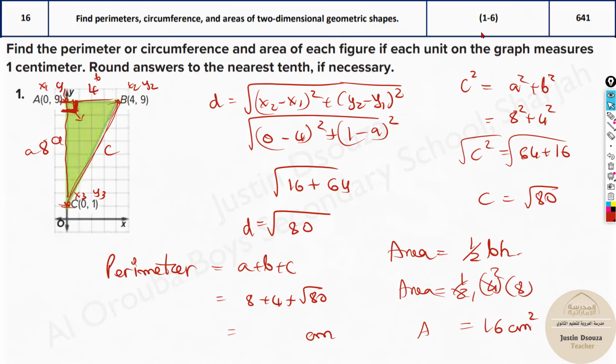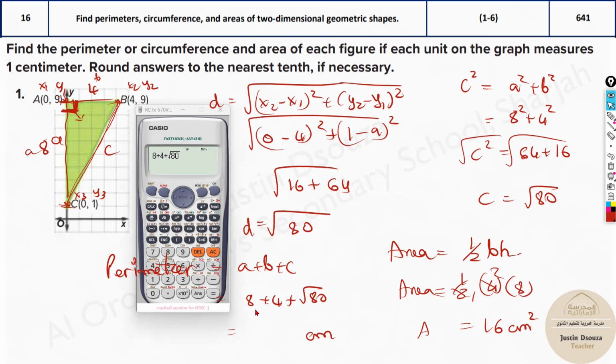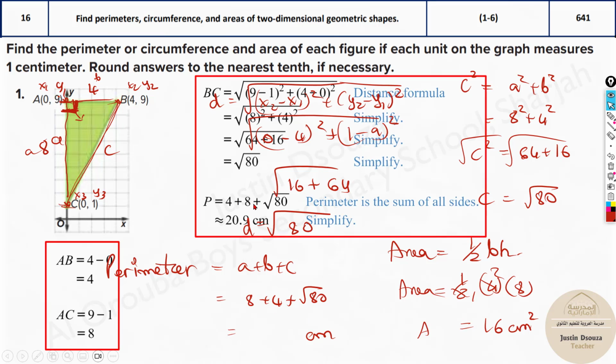Let's take our calculators. You need to add these sides, right? 8 plus 4 plus root 80. This is the correct answer, but you need to write it in decimal to the nearest tenth. Press the number symbol over here. You'll get 20.94. So this 4 is lesser than the number 5, so you just leave it as 20.9. The answer is 20.9.